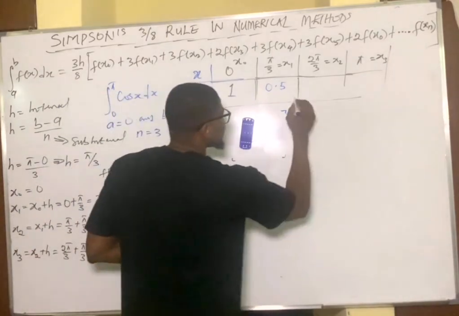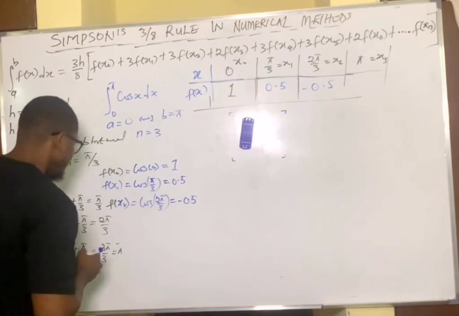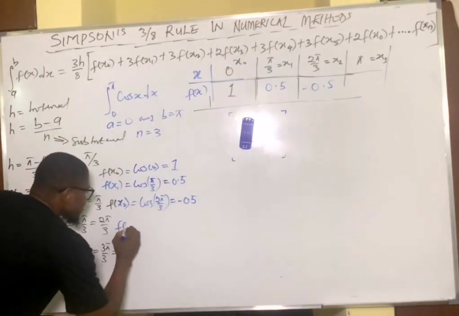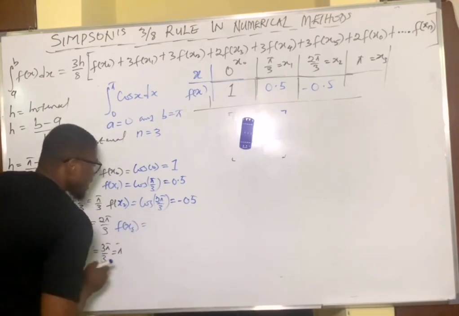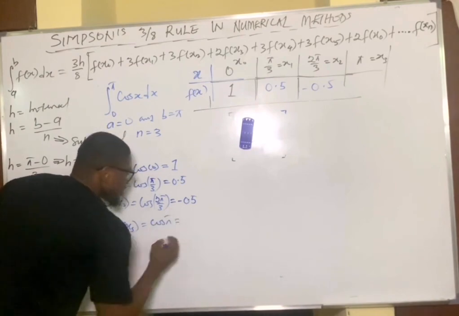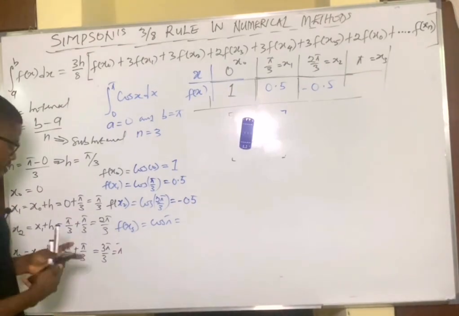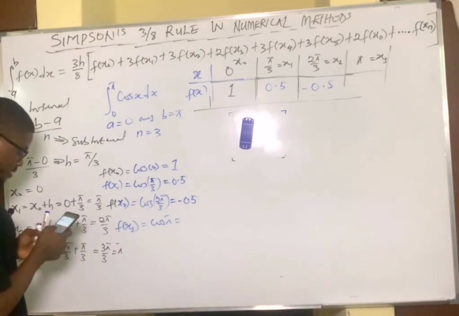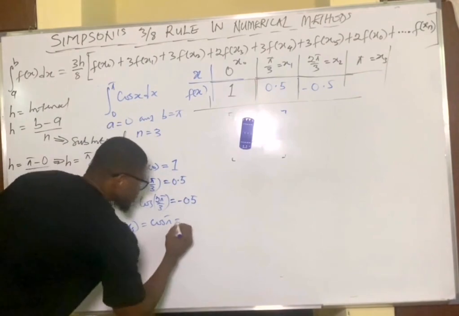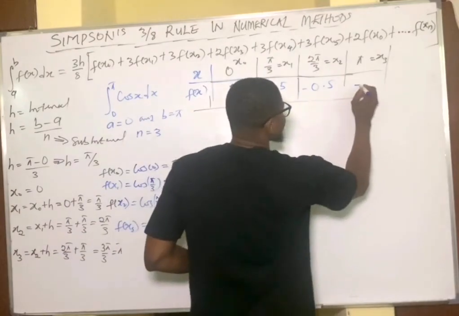So it means we have a negative 0.5. Finally, pi. So we find f of x3, that is when x is pi, right? So that becomes cos pi. And cos pi is actually cos 180. So you find the value of cos 180, and cos 180 simply gives us negative 1. So the last value there is negative 1.